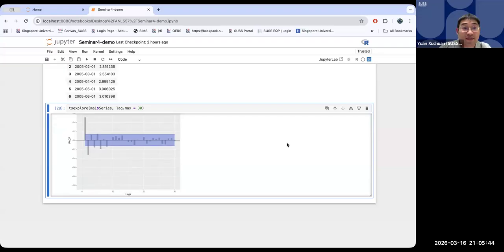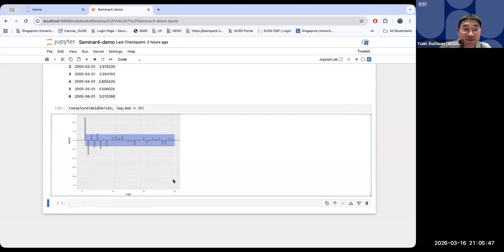So let's look at the MA2 series. TS explore MA2 series, lag max equal to 30.